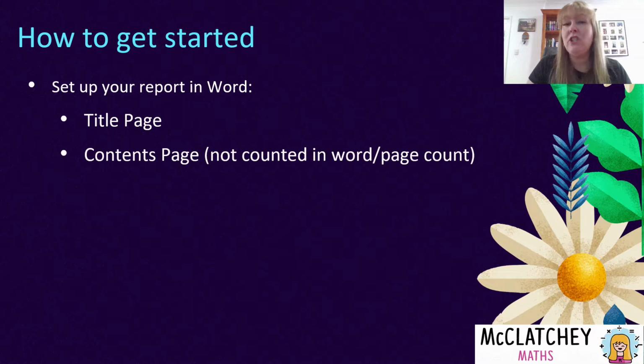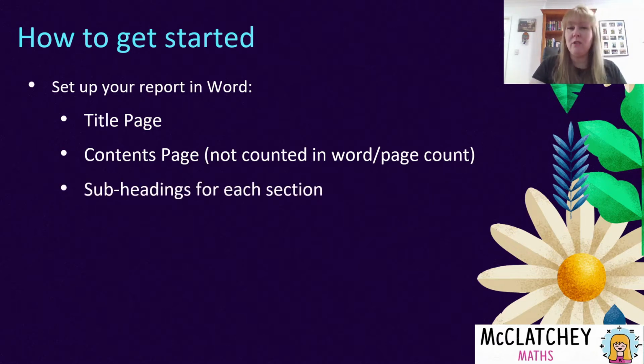A contents page is also a good idea. You can actually have Word set those up for you. And if you're not sure how to do that, just Google, how do I set up a contents page in Word? And what that will do is every time you add a new title, it'll add it to the contents page and it'll update your page numbers as well, which is kind of handy. It's also not included in your page count.